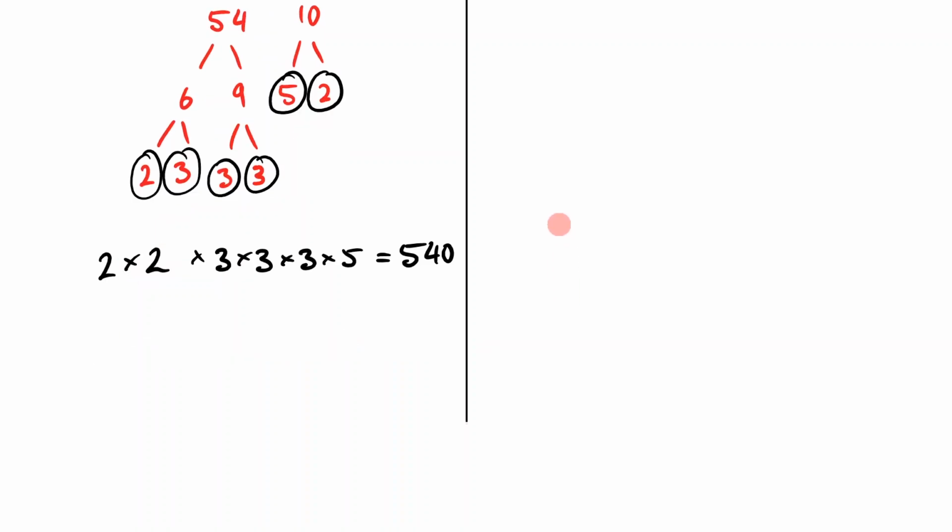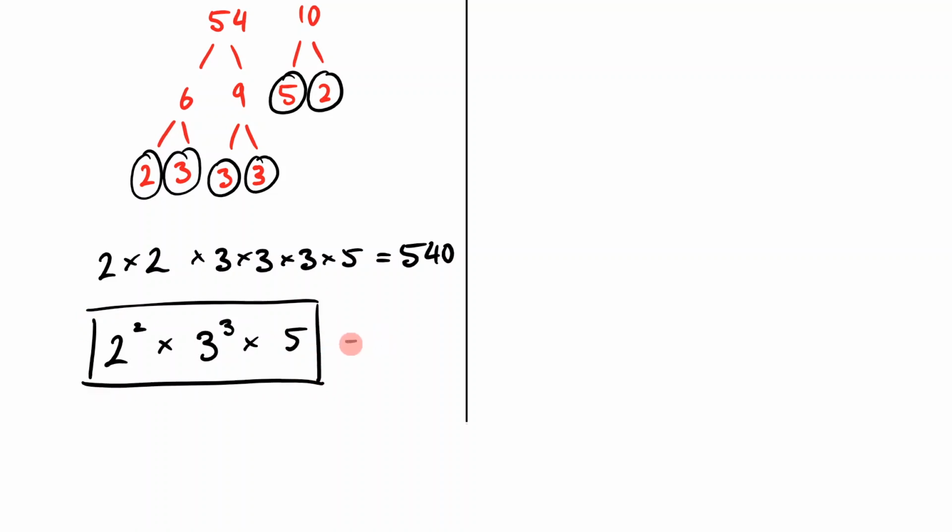And a better way to write this would be 2 squared times 3 cubed times 5. That would be the best way to write it. And that's our prime factor form. That's equal to 540. Perfect. Let's now move on to our final one.